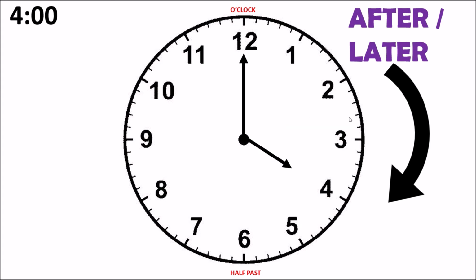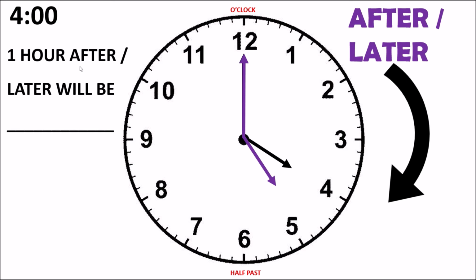Can you answer this question? What is the time now? It's 4 o'clock. Now what happens if I move the hands 1 hour after or later? What is 1 hour after 4 o'clock? That's right, it's 5 o'clock. The purple hands. 5 o'clock is 1 hour after 4 o'clock.